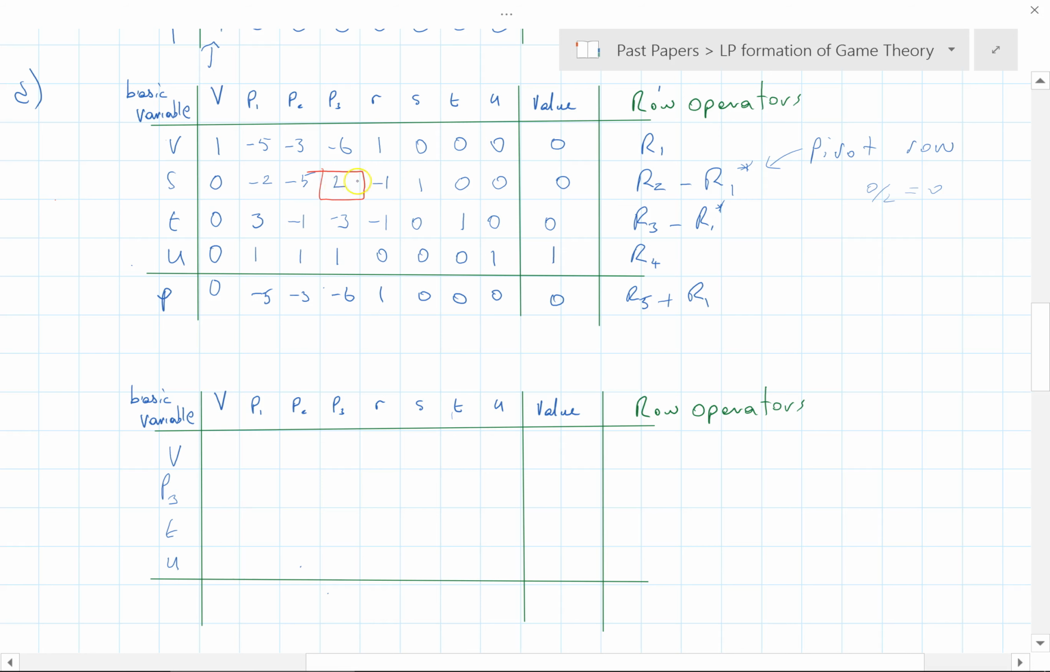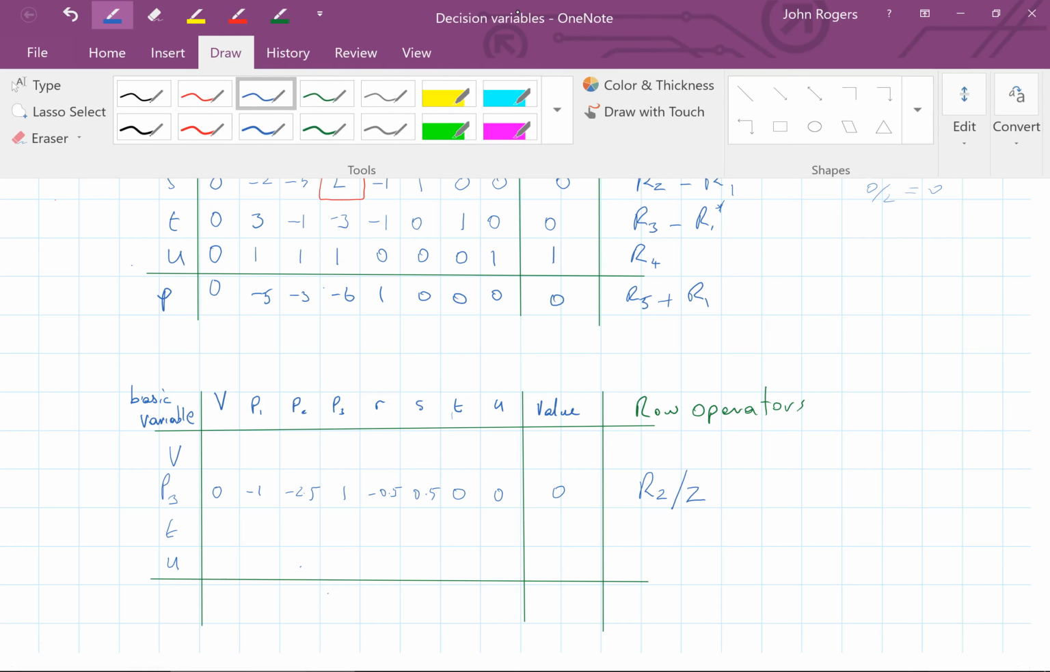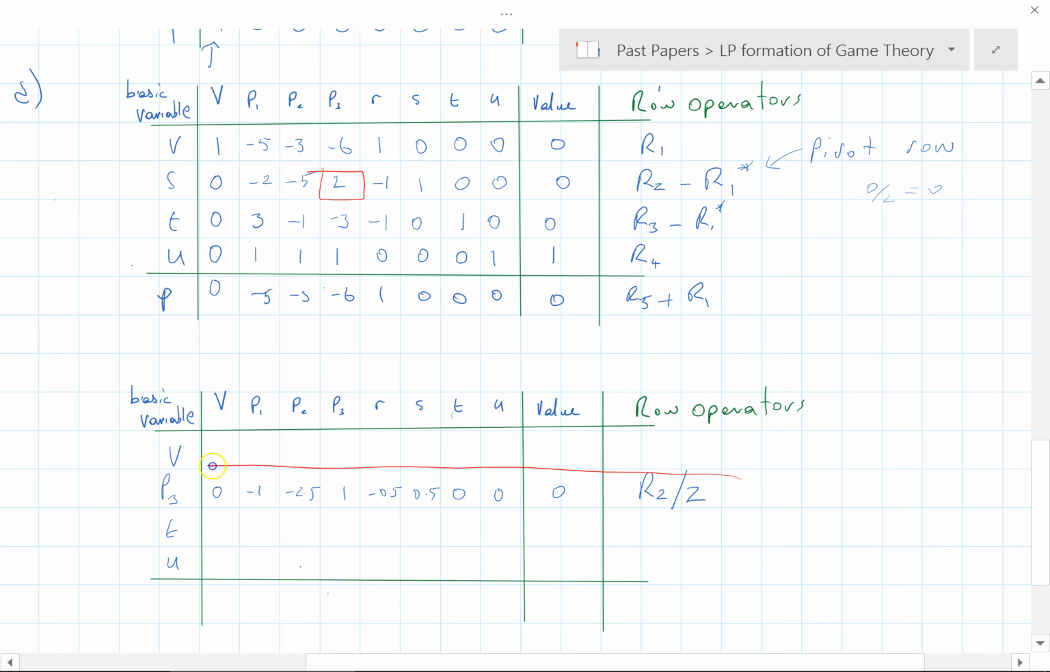we need to reduce this number here, the pivot, to 1. So that will be equal to R2 divided by 2. Okay, so let's just do that. That gives me 0, minus 1, minus 2.5, and 1, minus 0.5, 0.5, 0, 0, and 0. Okay, so now let's highlight that as my pivot row.